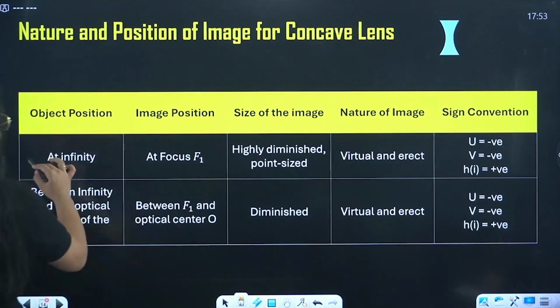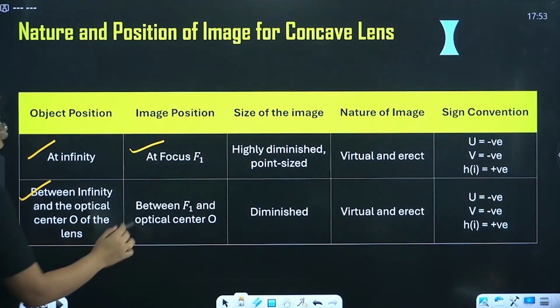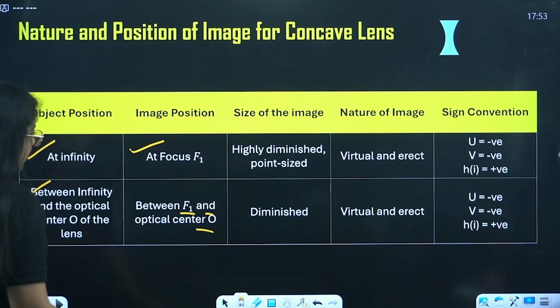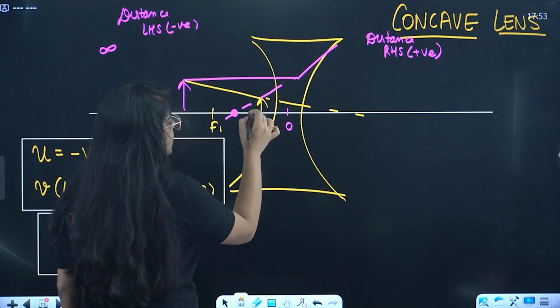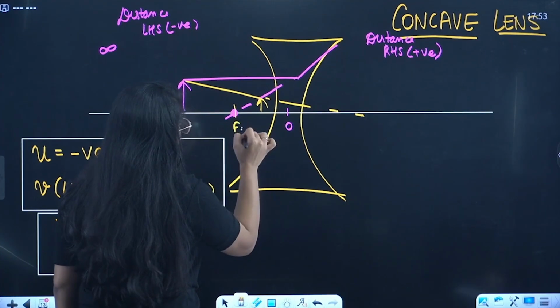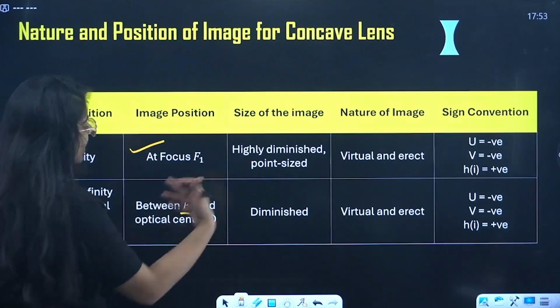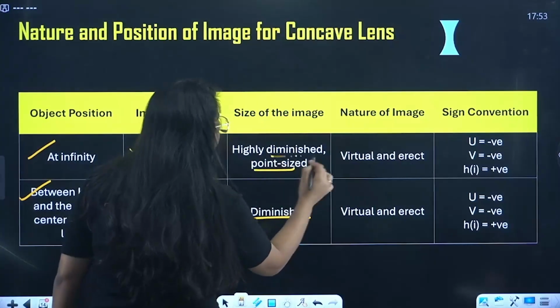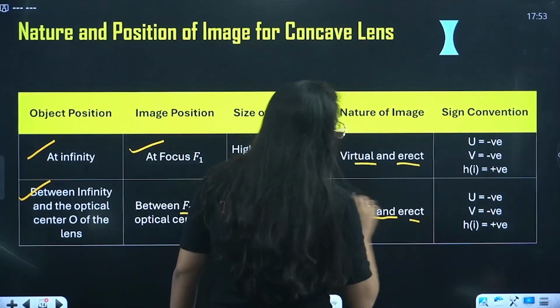Okay, at infinity, at f1, between infinity and optical center, between f1 and optical center, we know that, right? So between f1, this is your f1 and optical center, image will be formed. This is actually your focus. Image will be formed. Done. Now beta, always it will be diminished or highly diminished. Okay, always small, always virtual and erect.